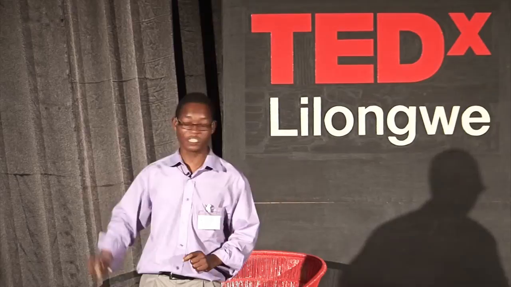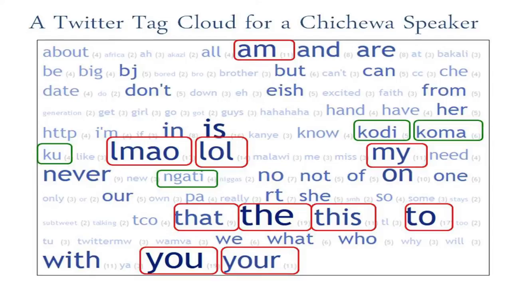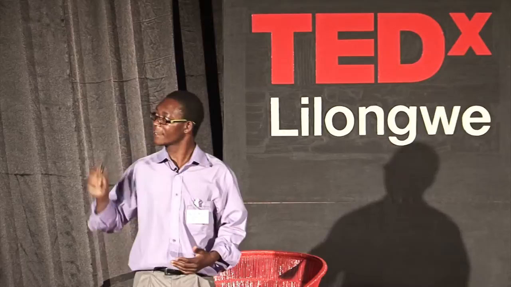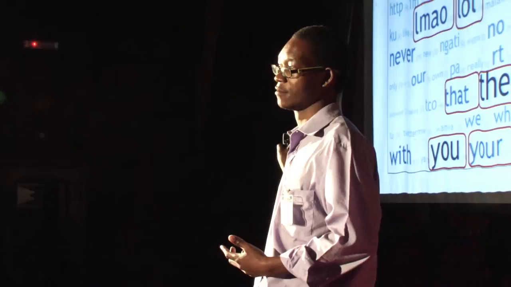I'm happy, I can see "Law", I can see "you", probably, I can see all those words. As you can see from the data, the kind of language that is on the internet is predominantly English. And this is a Chichewa speaker who was tweeting. You can hardly notice that there are some Chichewa words, but I can fetch them for you.